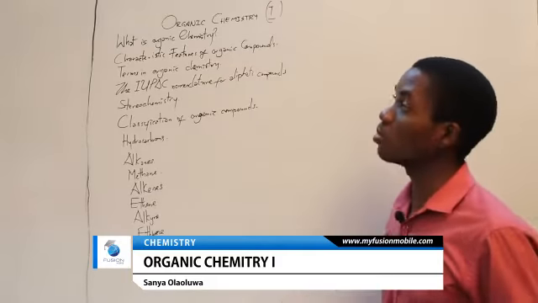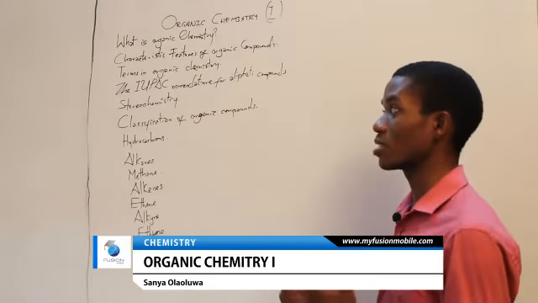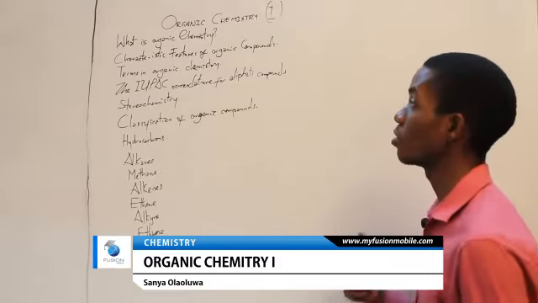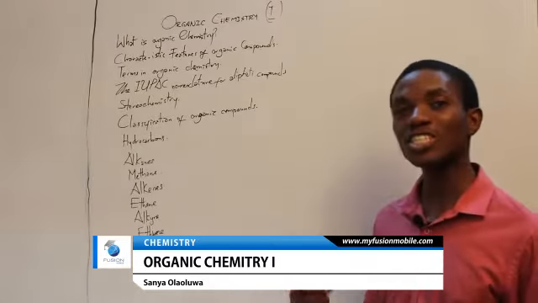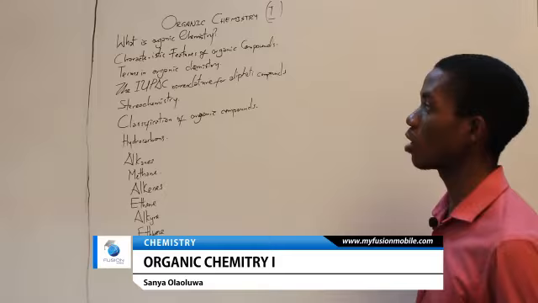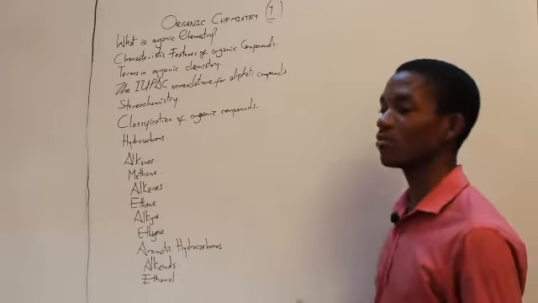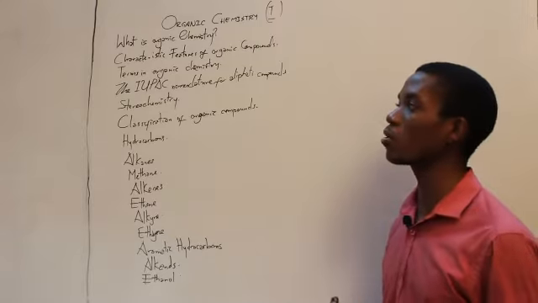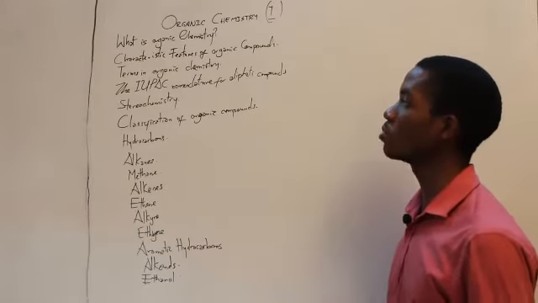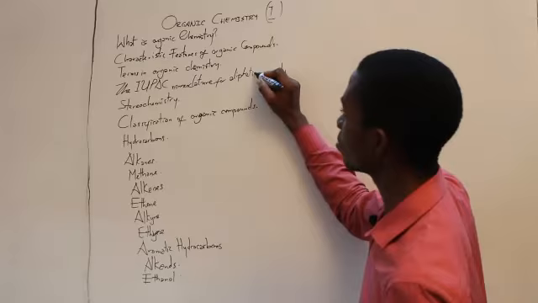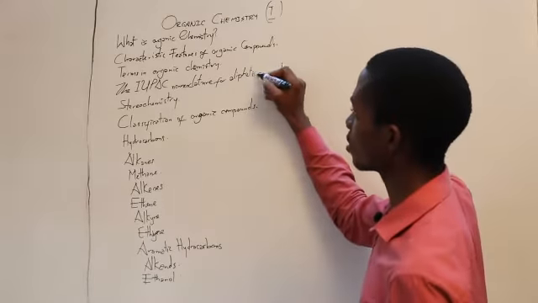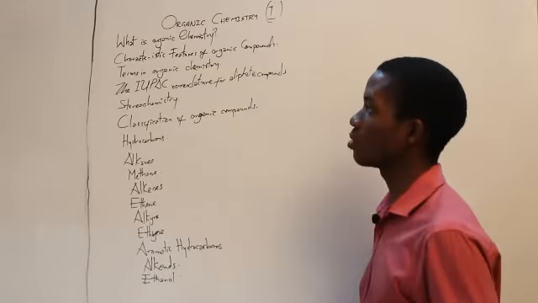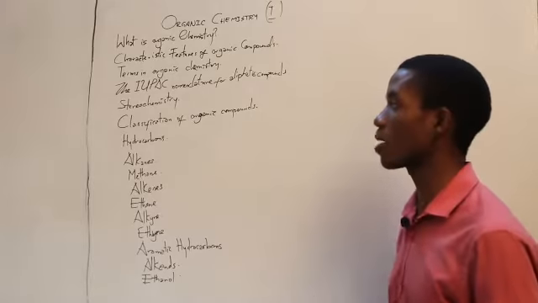Alright, in this lesson, we'll be looking at what organic chemistry is, what it is about, and what the characteristic features of organic compounds are. I'm going to define some terms in organic chemistry. Then we'll look at the IUPAC nomenclature for aliphatic compounds, how they name things according to the IUPAC standard.